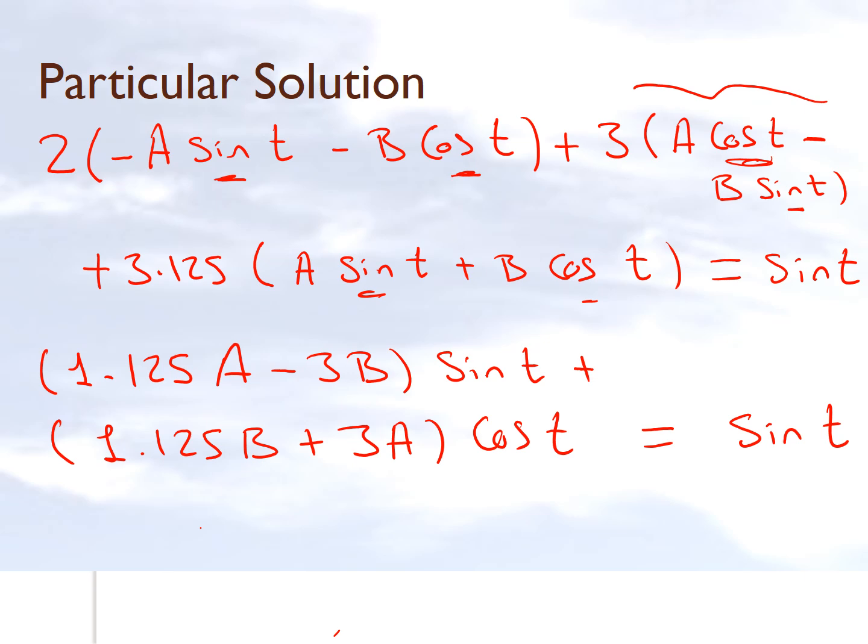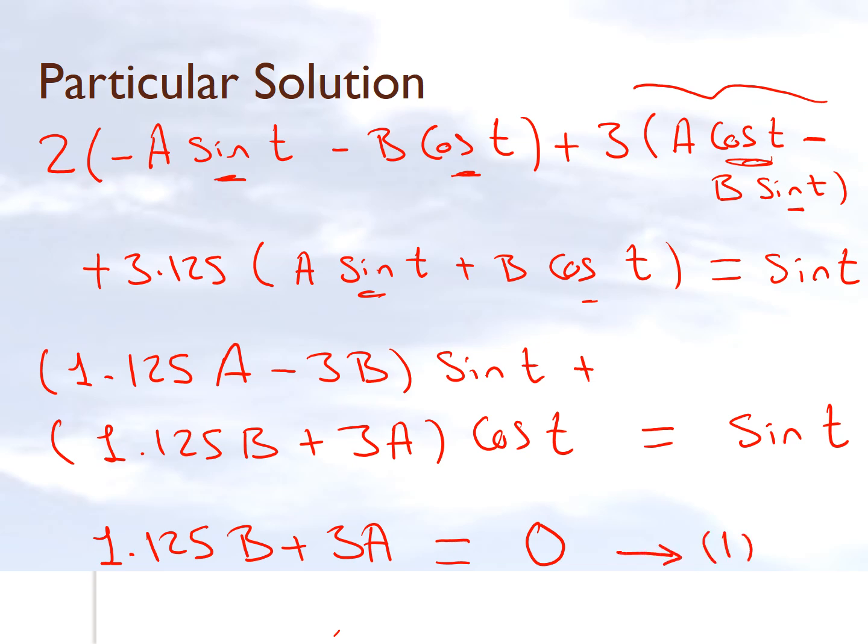Now you can see that on the left hand side we have a cosine, but on the right hand side we don't have any cosine. So this suggests that this term has to be equal to 0 such that this equation holds. So I have 1.125b plus 3a, which is the coefficient of cosine on the left hand side, should equal 0 because we don't have any cosine on the right hand side. This is the first equation in the two unknowns a and b.